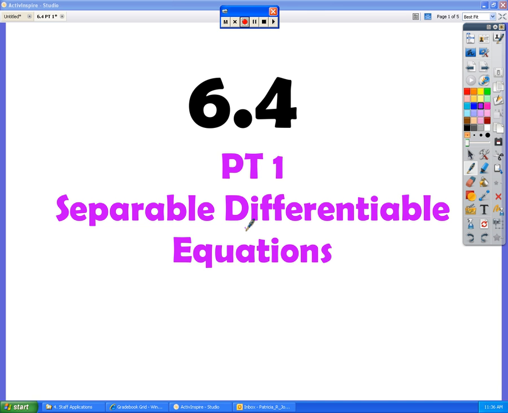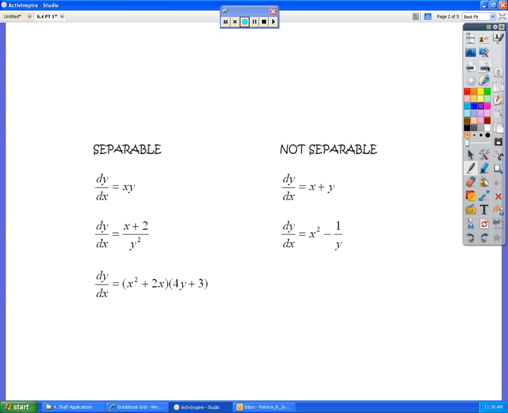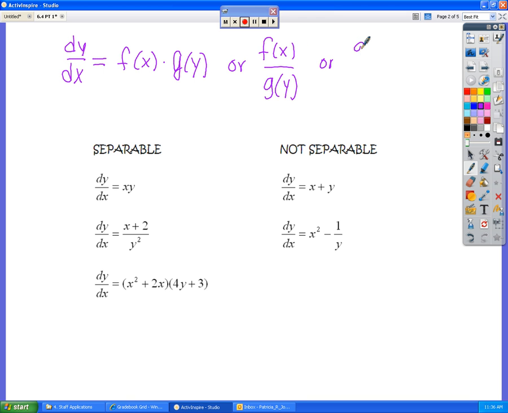All right, so we're going to start off by doing a review of separable differential equations, and then part 2 is actually the second part that I haven't been able to teach you guys. So, separable equations are where the derivative is equal to a function in terms of x times a function in terms of y, or it could be f of x divided by g of y, or it could be g of y divided by f of x.